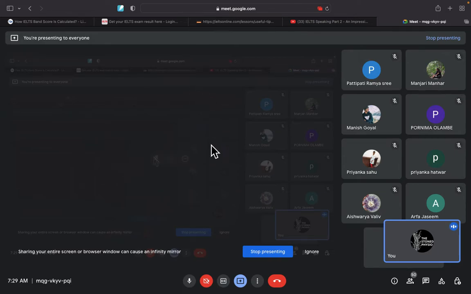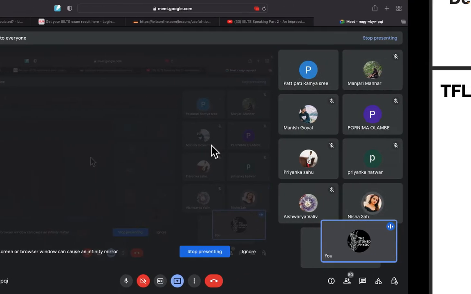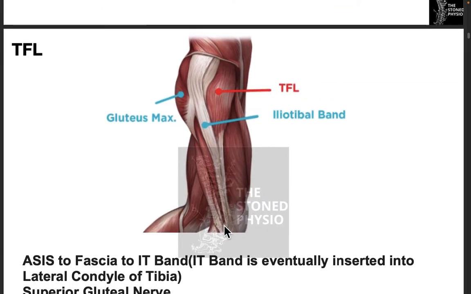This we all know. TFL gives this band, na? That is called the IT band. And the IT band has its insertion on which bone? Tibia. Exactly, on the Gerdy's tubercle, which we talked about, on the tibia, or we can say on the lateral condyle of the tibia.